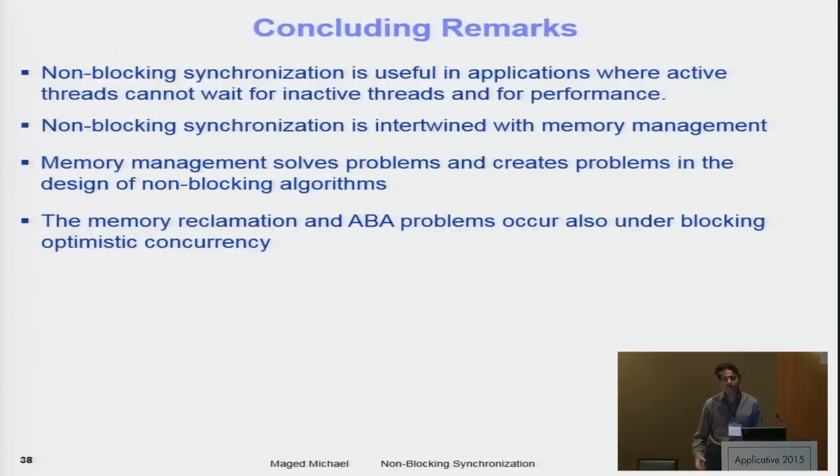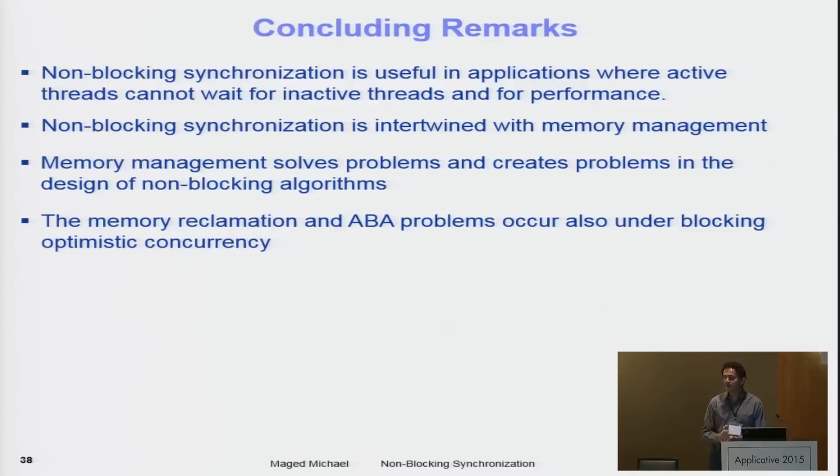In conclusion, I talked about non-blocking synchronization. It is mostly useful in applications where active threads cannot or prefer not to block behind threads that are delayed for whatever reason, and sometimes for performance, where it's actually faster to do that than to acquire and release a lock. Memory management is usually the most complicated part of designing non-blocking algorithms, and it solves problems and creates problems, and we went through these.